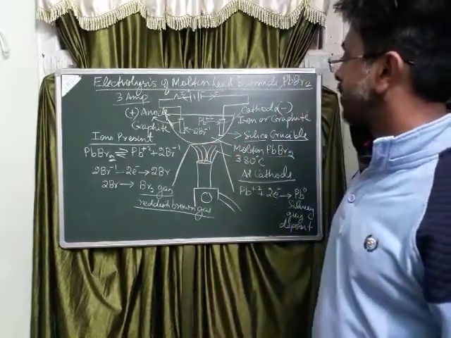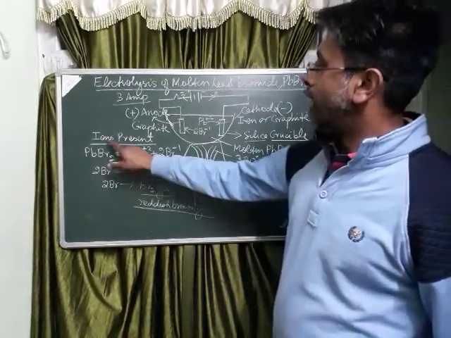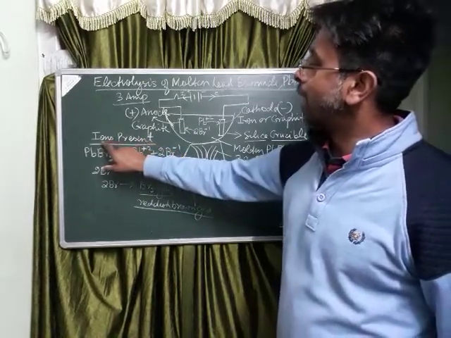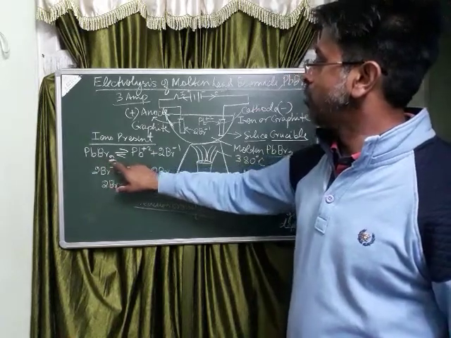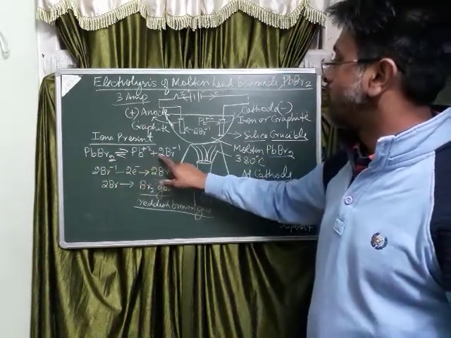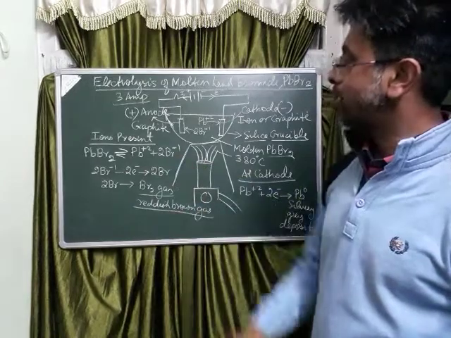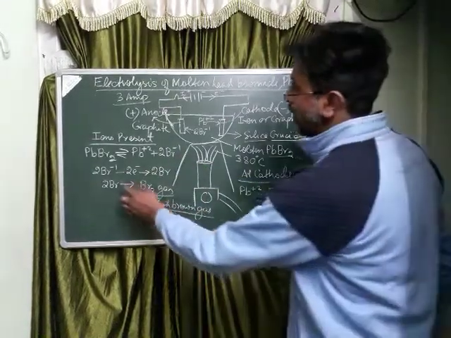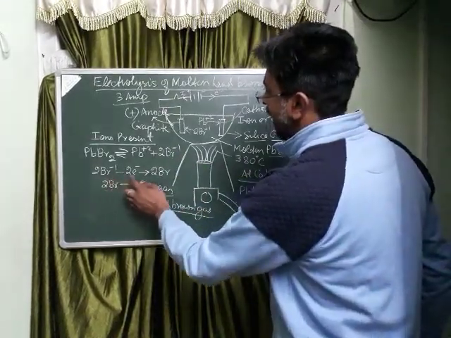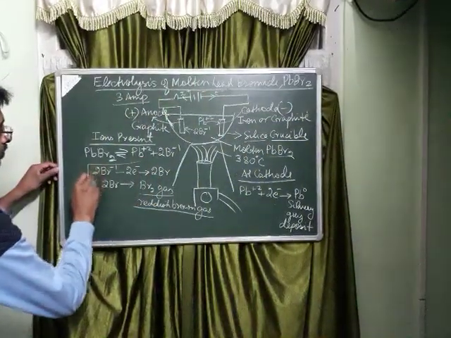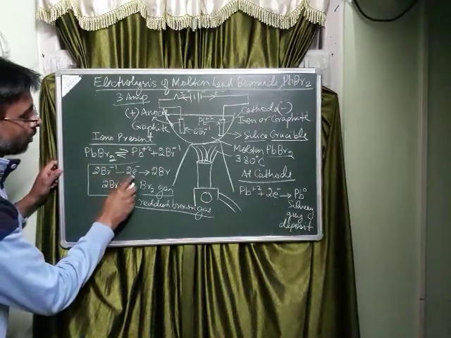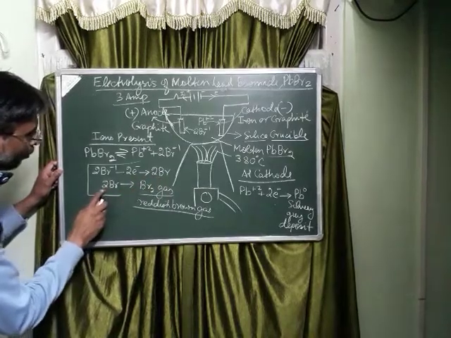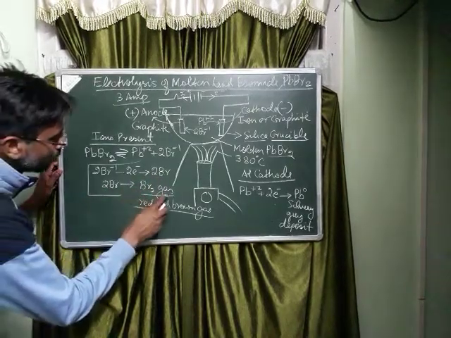Let us see. They will ask, what are the ions present? If they ask this, you must be able to write down this equation: PbBr2 producing lead ion and two bromide ions. The next question they can ask is, what is the reaction taking place at the anode? At the anode, two bromide ions lose two electrons to form two bromine atoms, which recombine to form bromine gas, which is reddish brown in color.